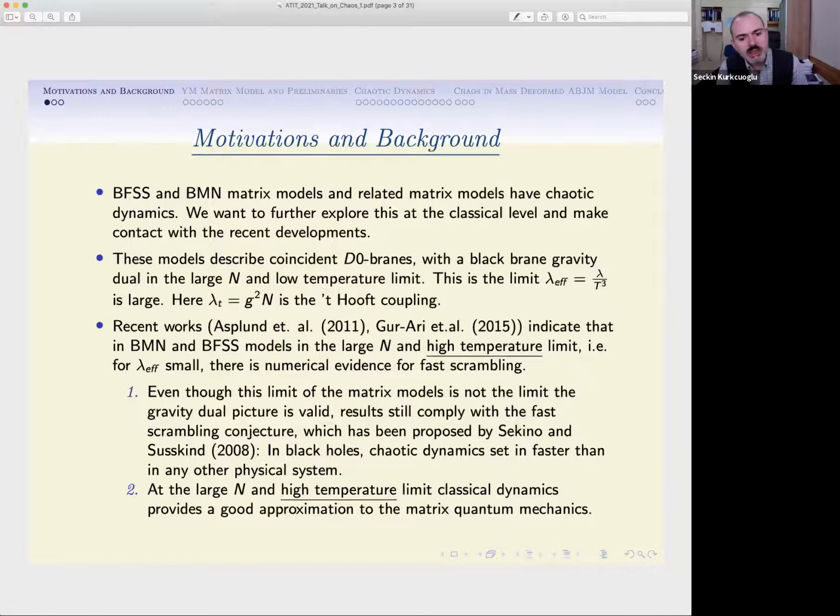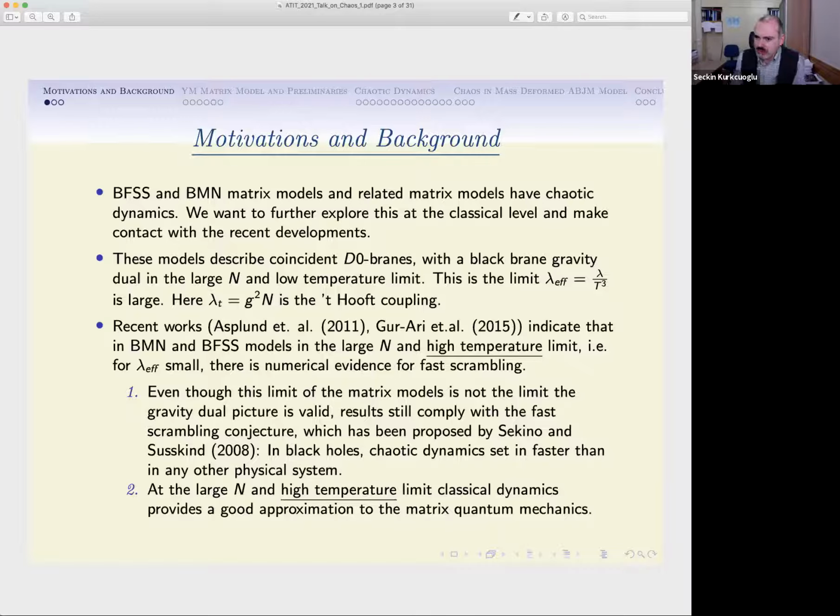So if you have these coincident D0 branes, meaning that the distance between the D0 branes is shorter than the string length, essentially, then you have some condensed version of this. And this actually describes a string theoretical black hole. And in the large N, that is the large matrix size and low temperature limit, it describes something called the black brane, which is a string theoretical black hole.